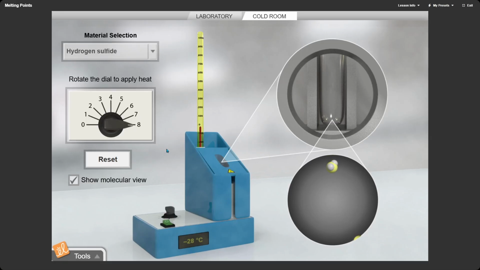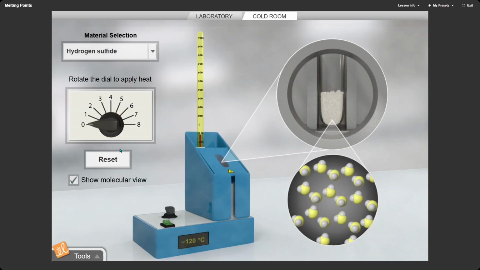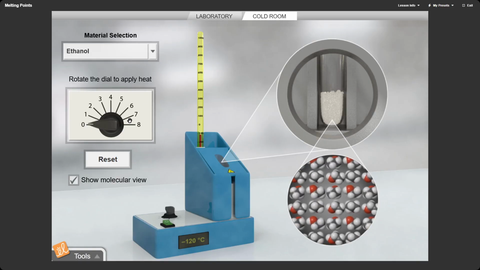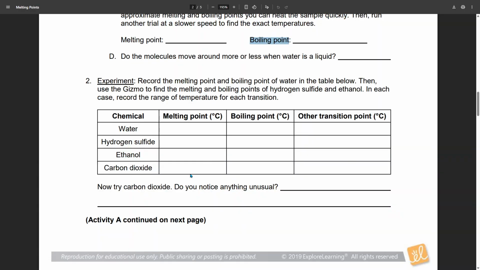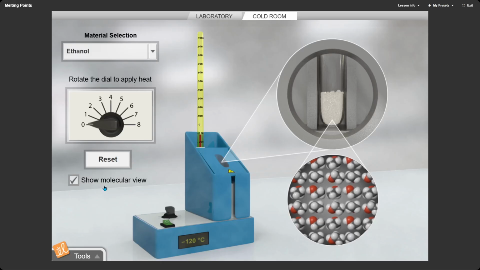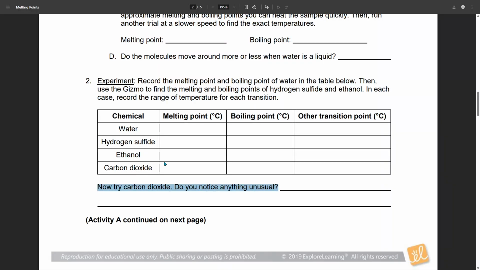Now if you want to turn it all the way up to see what happens at higher temperatures, to see if there's any other transitions, there are none, so you can just reset and then move on to your next one, ethanol. Find out your melting points and boiling points for ethanol and carbon dioxide. When you try carbon dioxide, did you notice anything unusual? I would make sure that you have your molecular view on when you're doing carbon dioxide to make sure you catch that. That concludes page 2. Go ahead and turn to page 3.